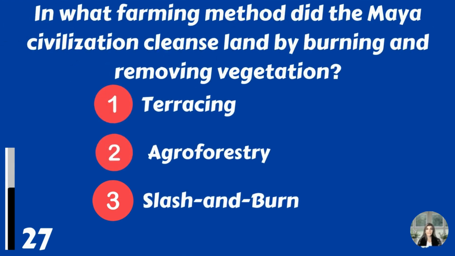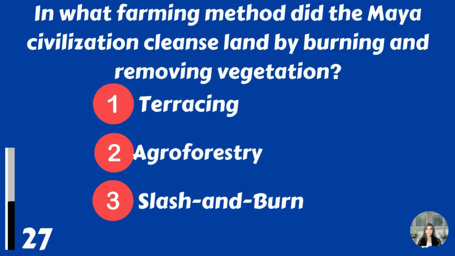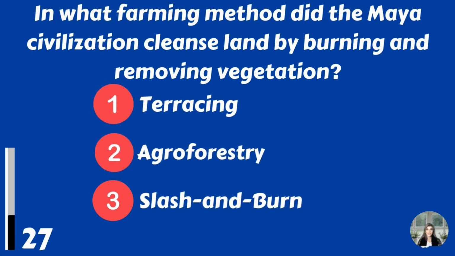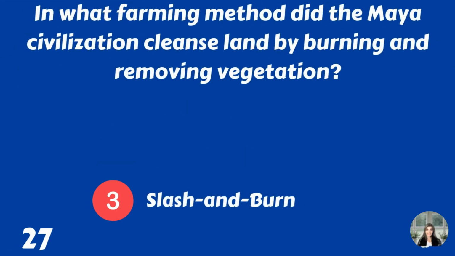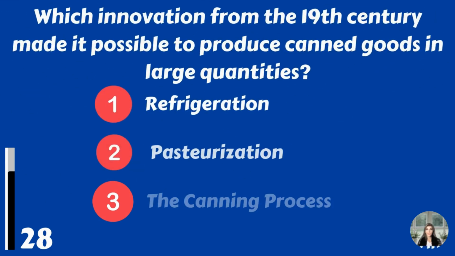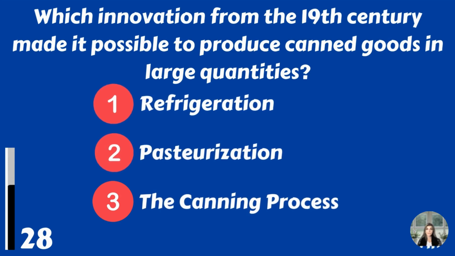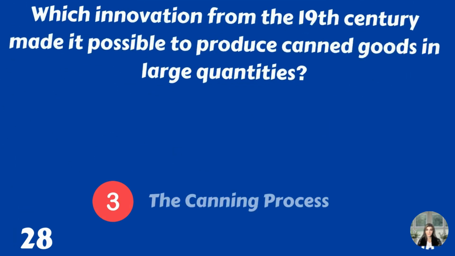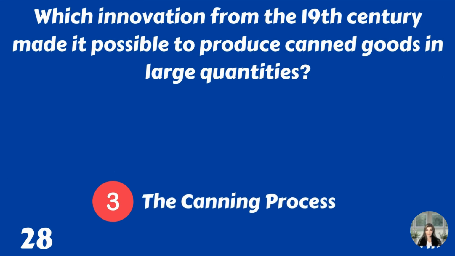In what farming method did the Maya civilization cleanse land by burning and removing vegetation? Terracing, agroforestry, or slash and burn? Slash and burn. Which innovation from the 19th century made it possible to produce canned goods in large quantities? Refrigeration, pasteurization, or the canning process? The canning process.